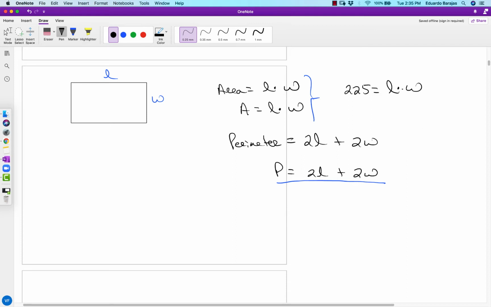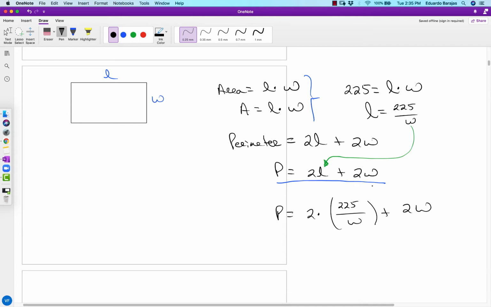So we can solve for either one of these letters, it doesn't matter which one. So let's say that we solve for L. Then L is equal to 225 divided by W. And then that is what we take and bring right over there and plug it right into there. And now we have that the perimeter is equal to twice 225 over W plus 2W.